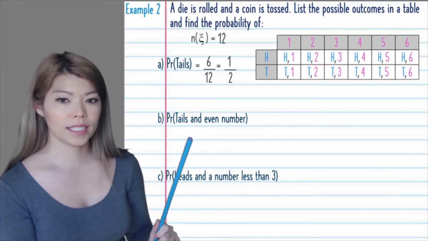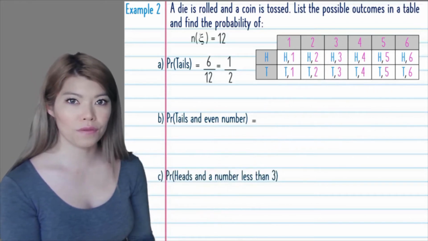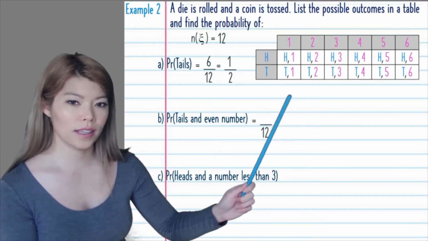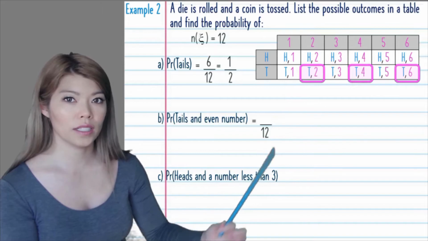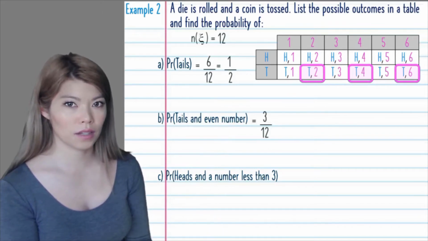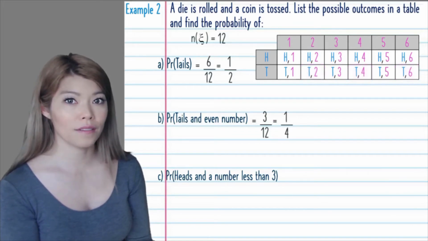B, probability of tails and an even number. Now remember it's over 12 because that's how many outcomes there are. Now we just have to look for T and an even number. So the T2, T4 and T6. So there are 3 possible successful outcomes over 12 and that simplifies to be 1 over 4.